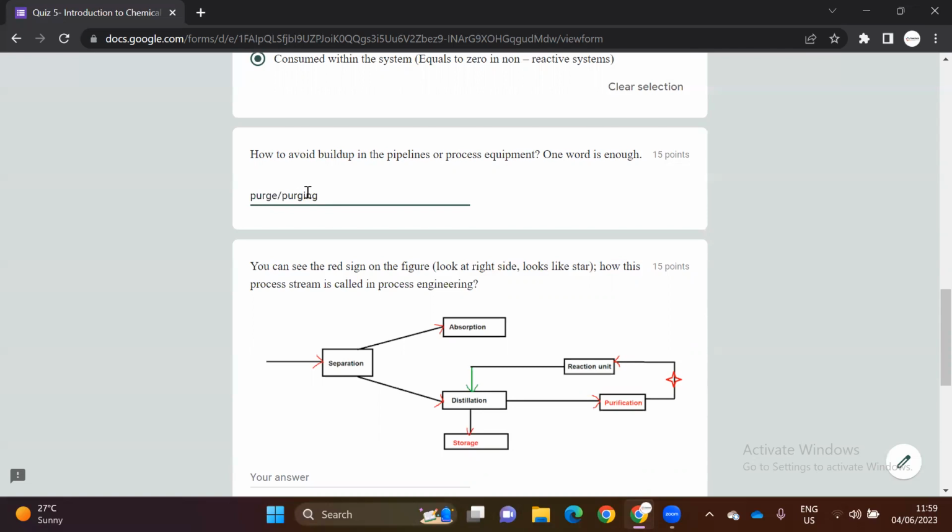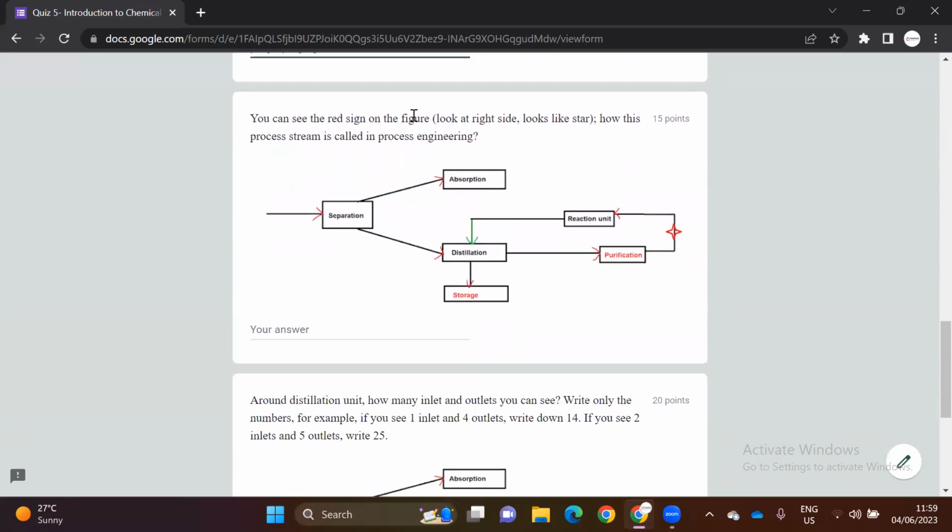Purging. Next one, you can see the red sign on the figure. Look at the right side. We have this figure: separation, absorption, distillation, storage. These are units, and this is a block flow diagram, as you see. Reaction unit and purification. Look at the red sign. How is this process stream called in process engineering?